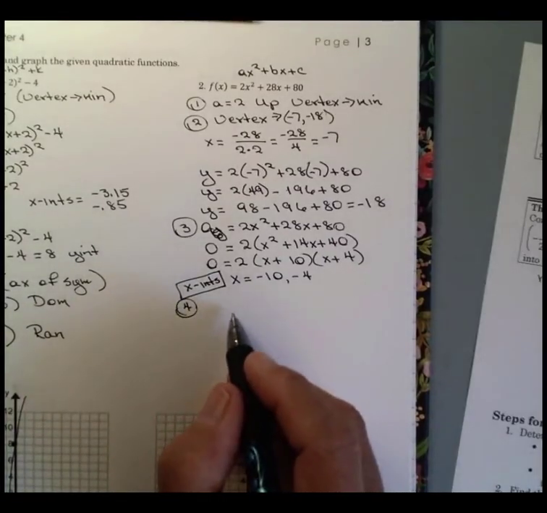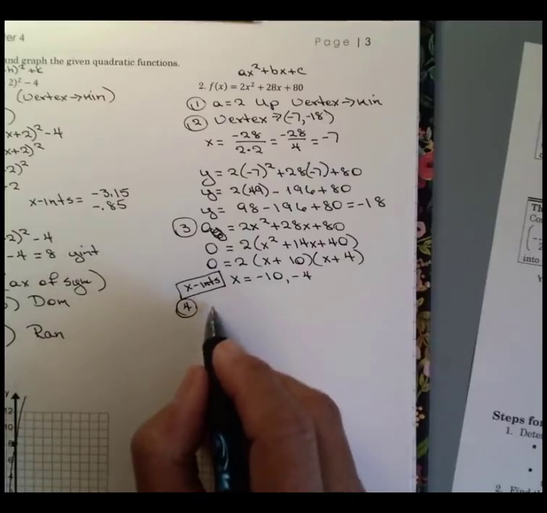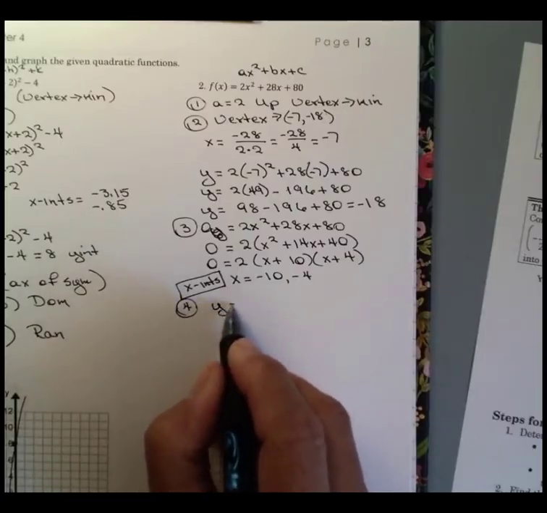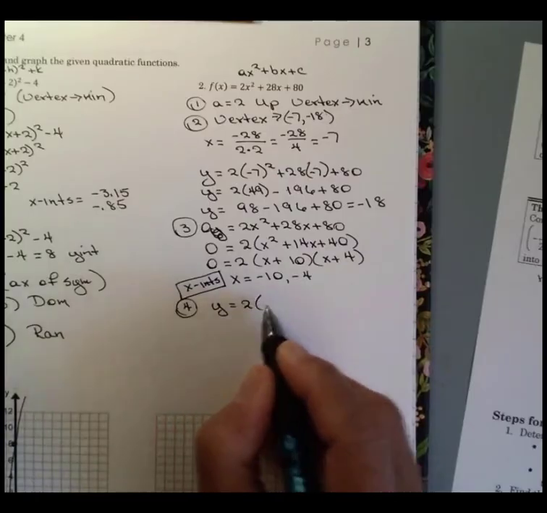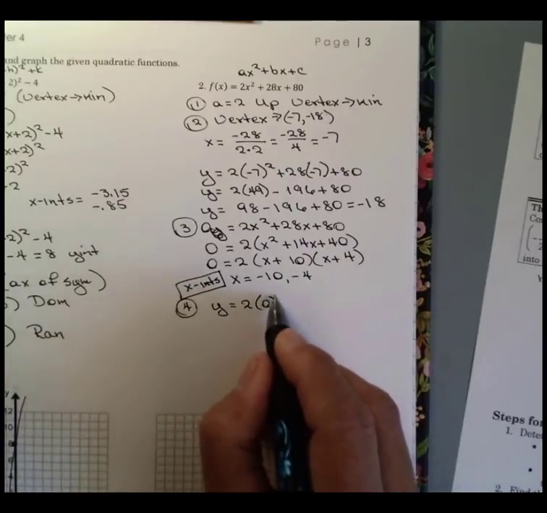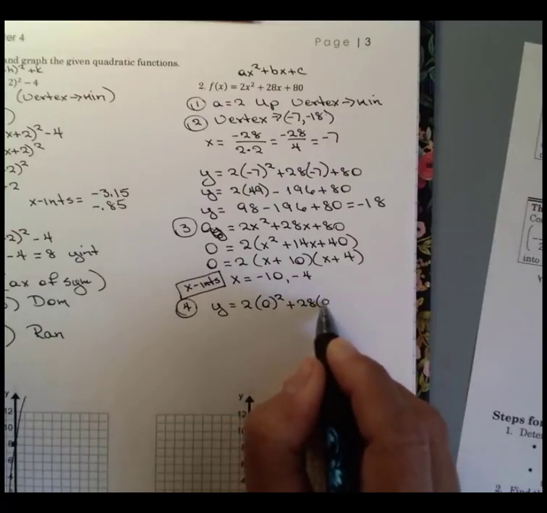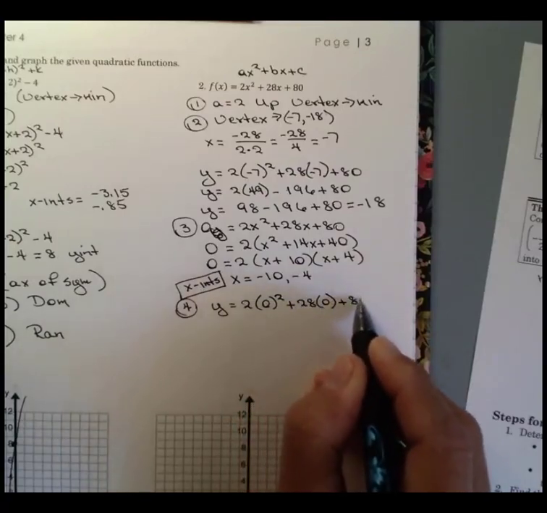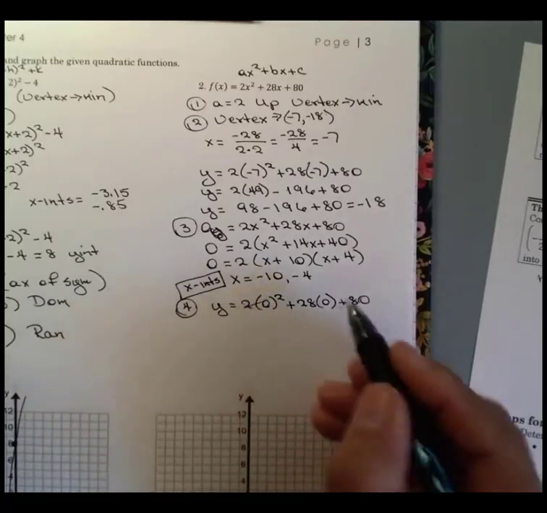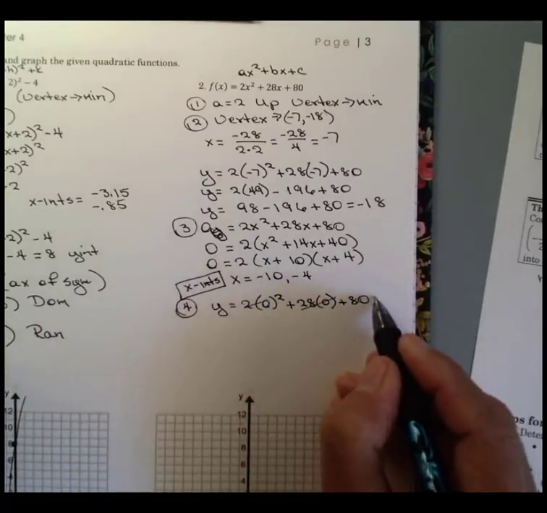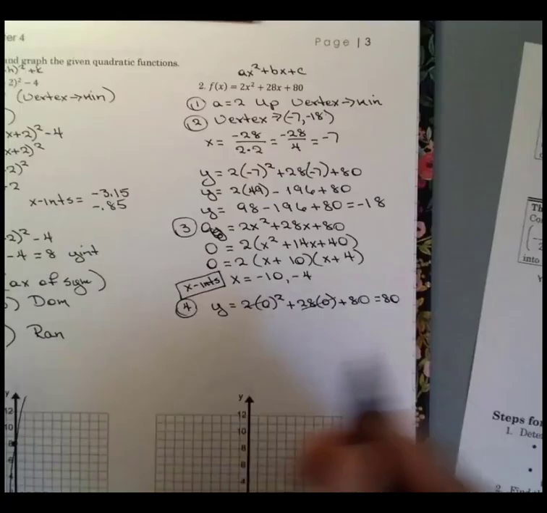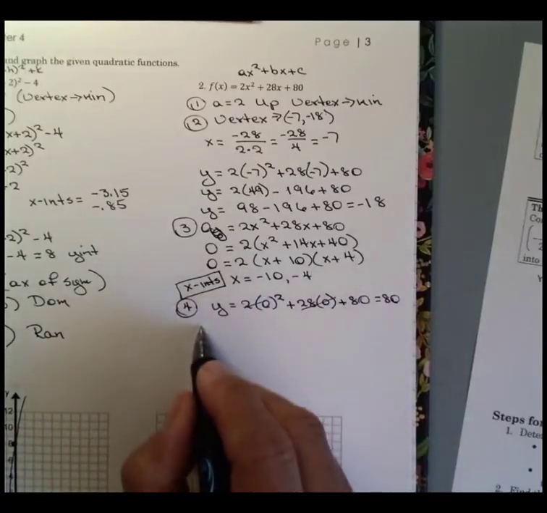Now, the next question, of course, is what's the y-intercept? Well, this time I just have to plug in 0 for x. So I'm going to say y is equal to 2 times 0 squared plus 28 times 0 plus 80. Well, this is going to be 0, isn't it? And this is going to be 0. So all I really have is y is equal to 80. And that is my y-intercept.